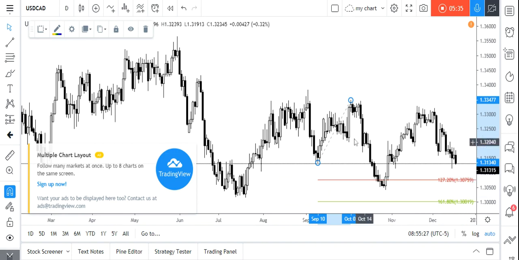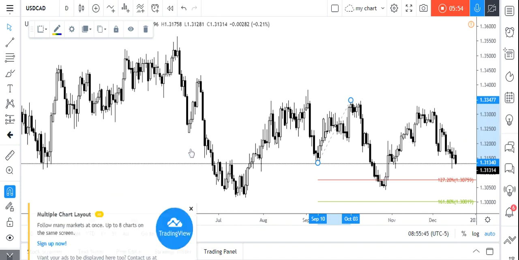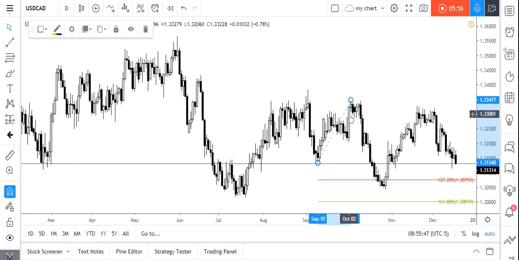Okay, so this is showing that this was the first drive. Second drive was around 127.2% extension of this previous retracement. So the third drive will be either 127.2% extension or 161.8%. The three drive is considered to be a reversal pattern.